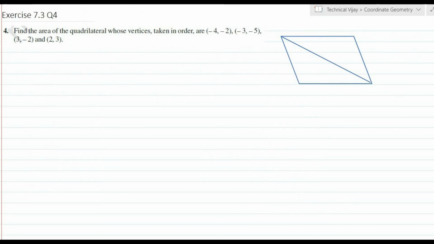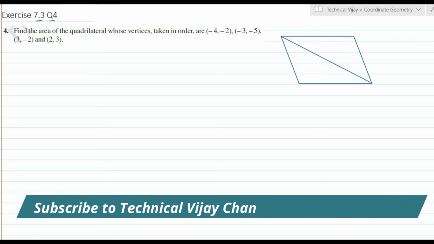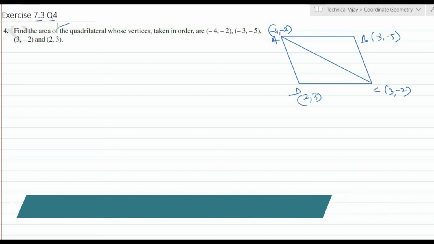So here, exercise 7.3, question number 4. Find the area of the quadrilateral whose vertices taken in order are minus 4, minus 2. So let us take this one as minus 4, minus 2, and this is A, B, C and D. So minus 3, minus 5 and 3, minus 2, and this is 2, 3. So we have to find out the area of this quadrilateral.